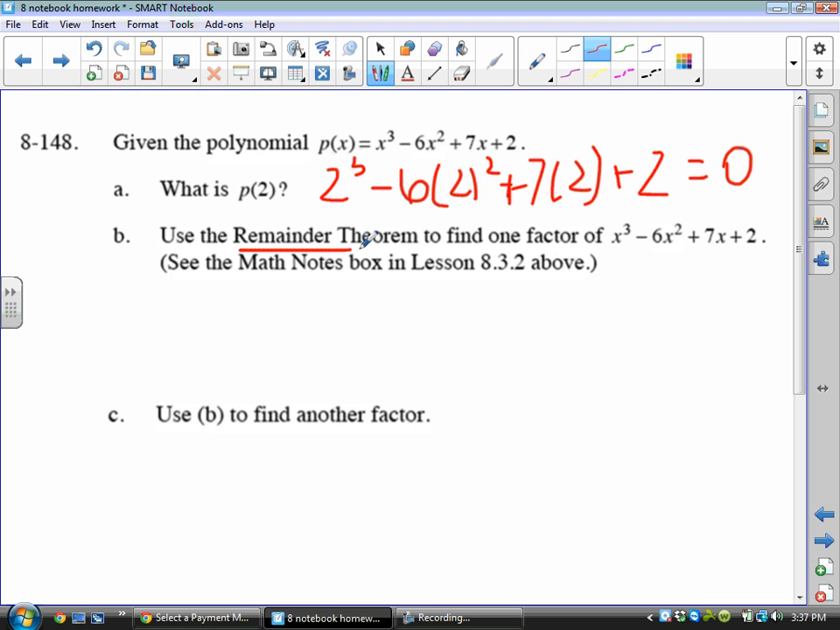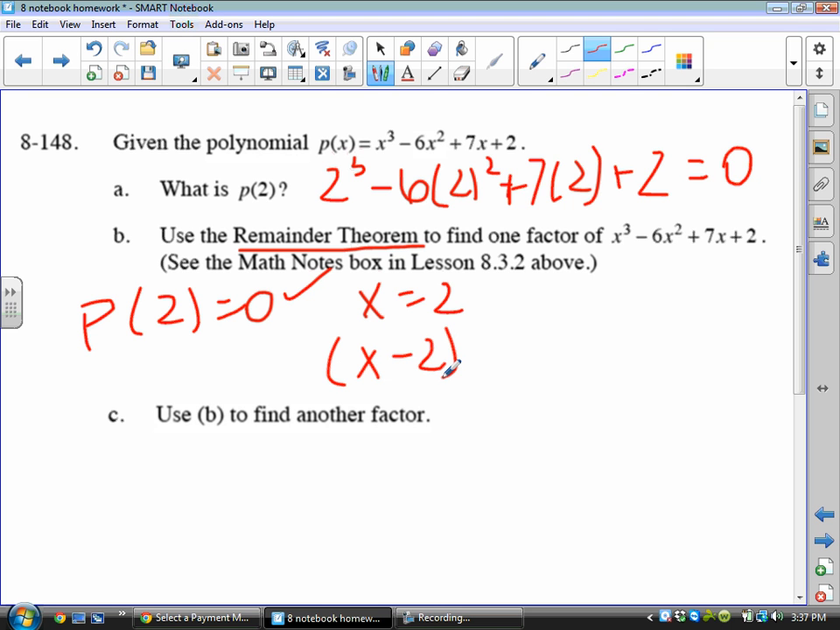Use the remainder theorem to find one factor of that cubic. See the math notes box. In the math notes it says if you have a p of some number that gets you 0, that means there is no remainder. So that means it's a factor. So x equals 2 would be a factor. So I'd write it as x minus 2. That is a factor. That works. So that's one of our factors.